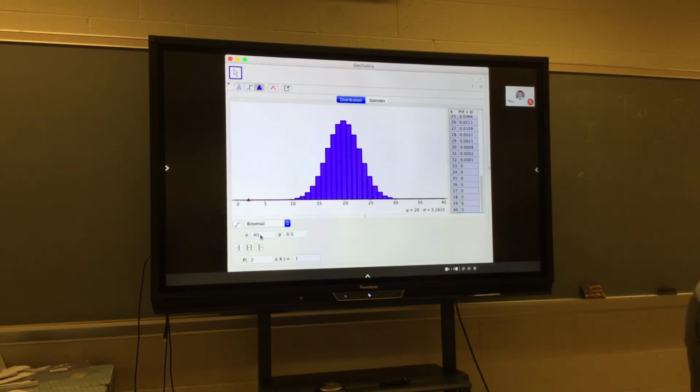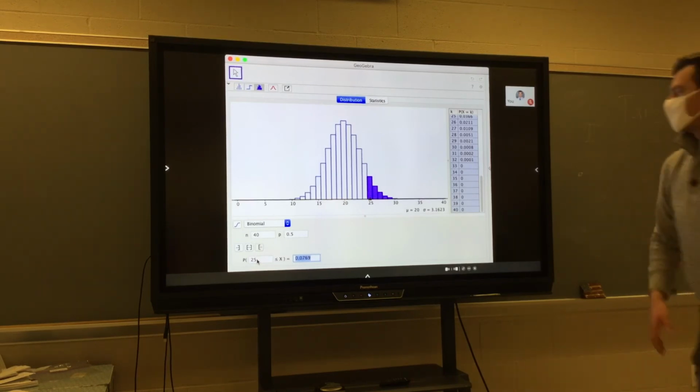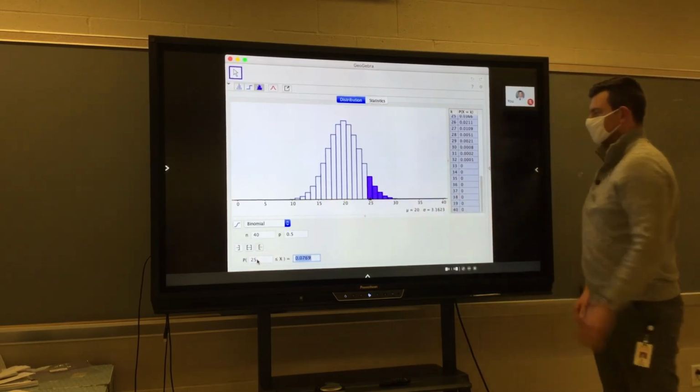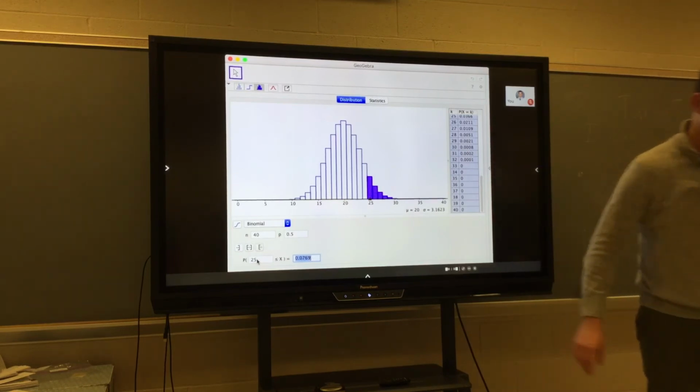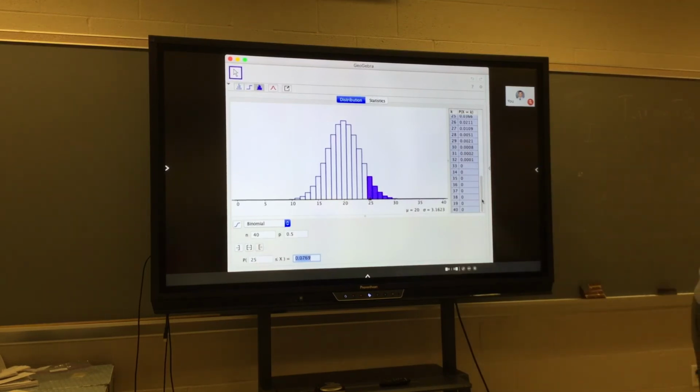There's my new model, and I'm interested in the probability of getting 25 or more heads. My probability is 7.69%. Just these, and here's that probability distribution. It's adding all of these on the right together. That takes some time if you're doing it by hand, but it's very quick and easy in GeoGebra.